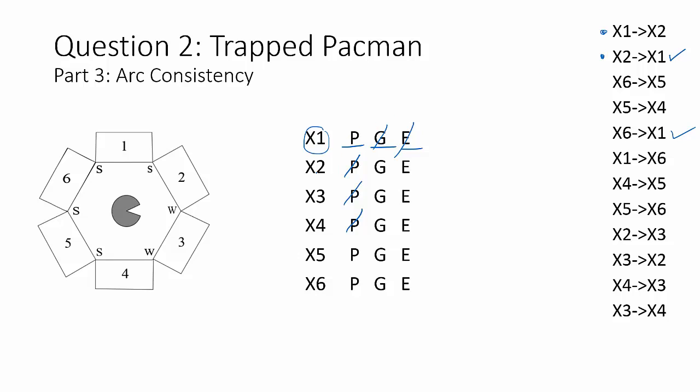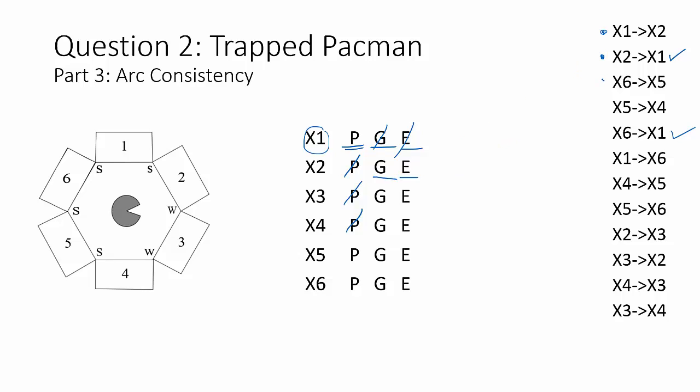The domain of x2 is currently g and e, and the domain of x1 is just p. We try assigning g to x2 and look for a consistent assignment for x1. Assigning p to x1 works, so we can keep g in x2's domain. We try assigning e to x2 next and look for a consistent assignment for x1. Again, assigning p to x1 works, so we can keep e in x2's domain. The arc is consistent and no values of x2 were changed, so we're done with this arc.